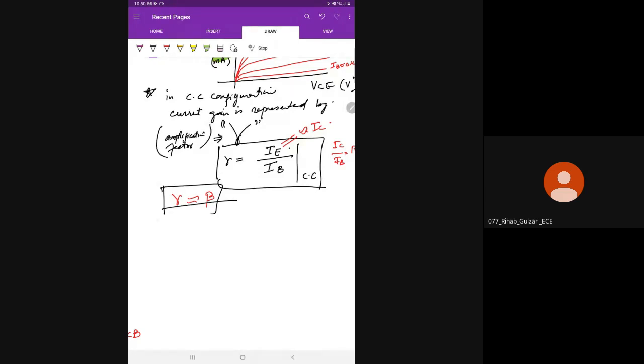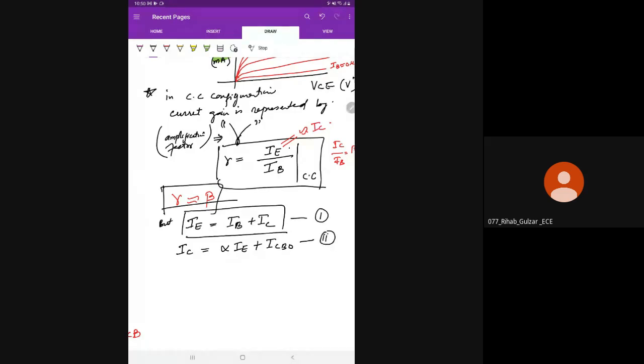ठीक है. So we know that IE is equal to IB plus IC. This is the golden equation of the BJTs. ठीक है, ये एक basic और बुनियादी equation है. IE, emitter current, is always equal to collector current plus base current. Therefore, and we also know IC is equal to alpha times IE plus ICBO. ये हमने already common base configuration में डिस्कस की है. Equation number 2. आप please refer to the notes.